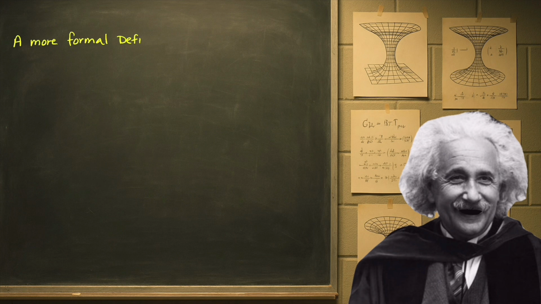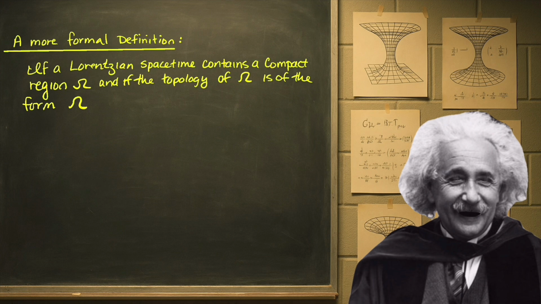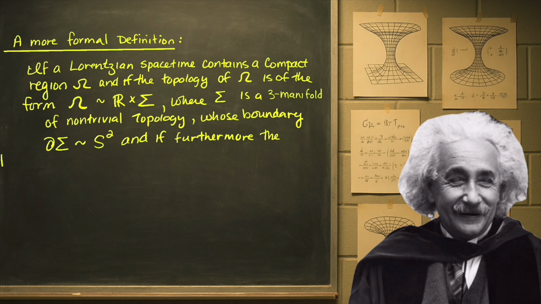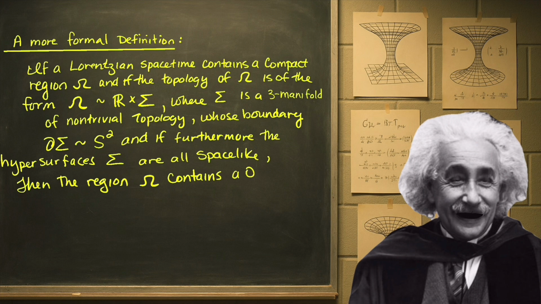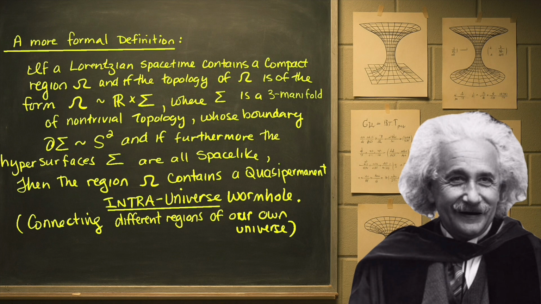A more formal definition. If a Lorentzian spacetime contains a compact region, Omega, and if the topology of Omega is of the form R cross Sigma, where Sigma is a 3-manifold of non-trivial topology, whose boundary is approximately S2, and if furthermore the hypersurfaces Sigma are all space-like, then the region Omega contains a quasi-permanent intra-universe wormhole. A wormhole connecting different regions of our own universe.